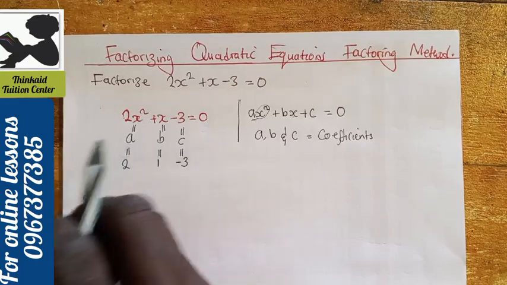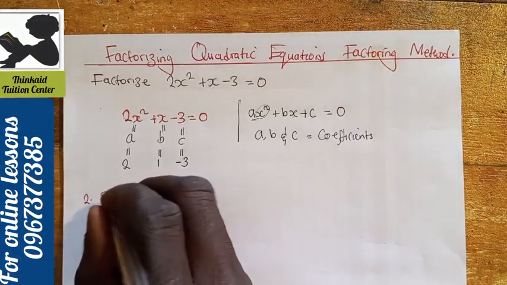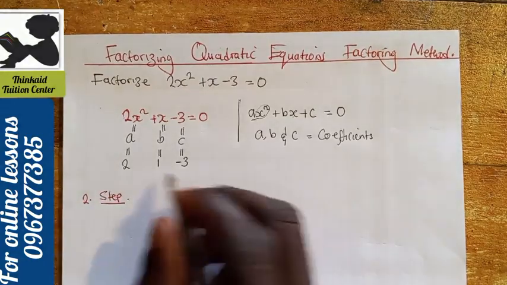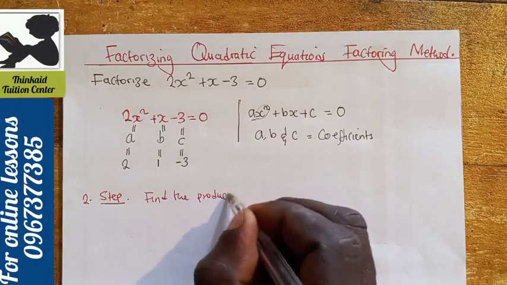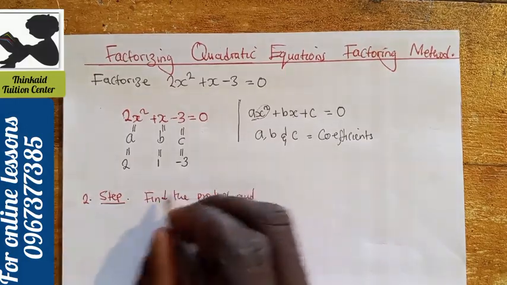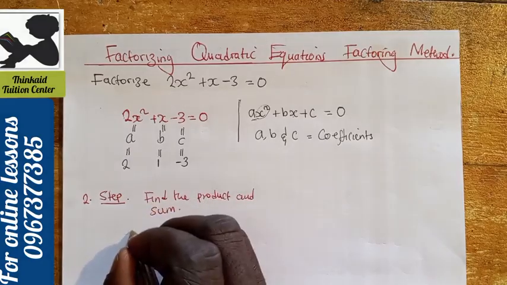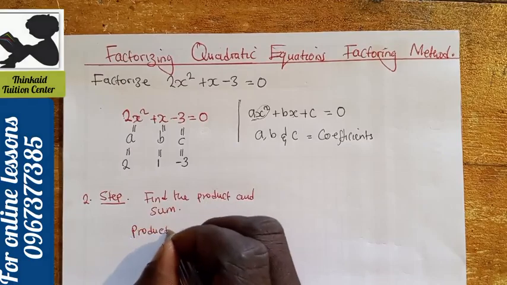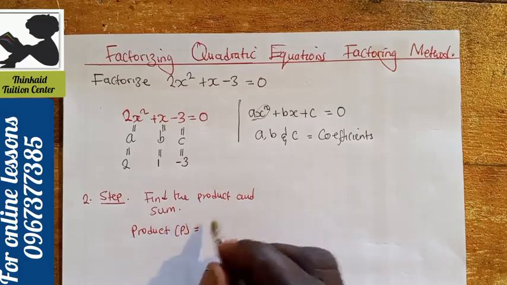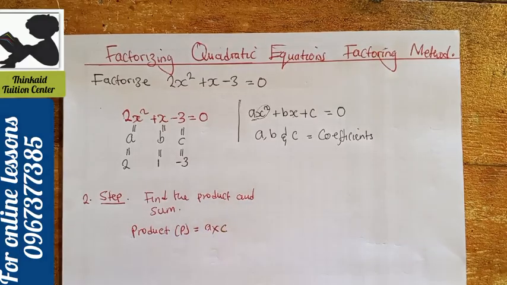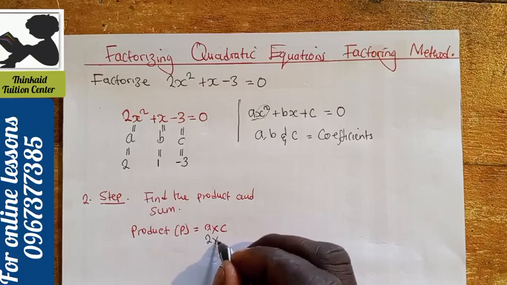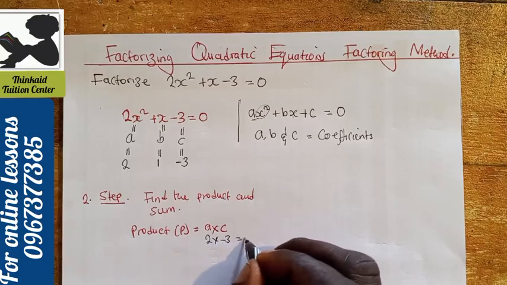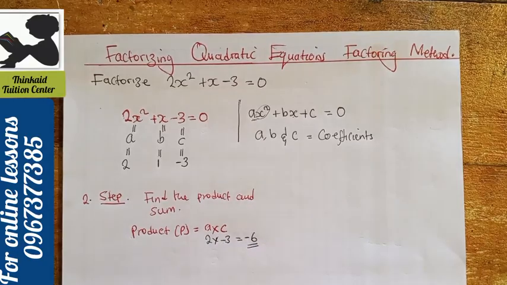Now step number 2, you need to find the product and the sum. Remember the formula for product, so we're going to be using product as P. It is the number on a multiplied with the number on c. So according to our question, the number on a is 2 times the number on c, which is negative 3, giving us negative 6. So negative 6 is our product.